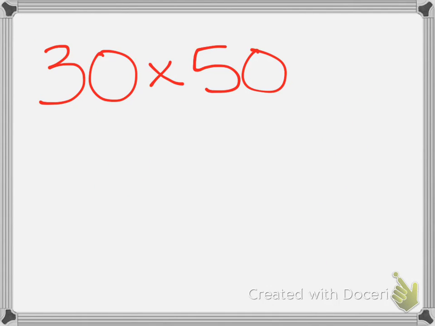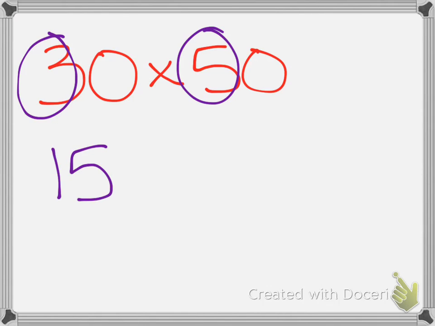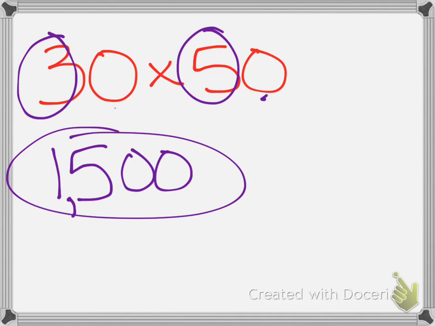Another example is 30 times 50. Again, circling your basic fact. 3 times 5 is 15. I have 2 zeros, so I will place 2 zeros or multiply by 100 to get my final product.